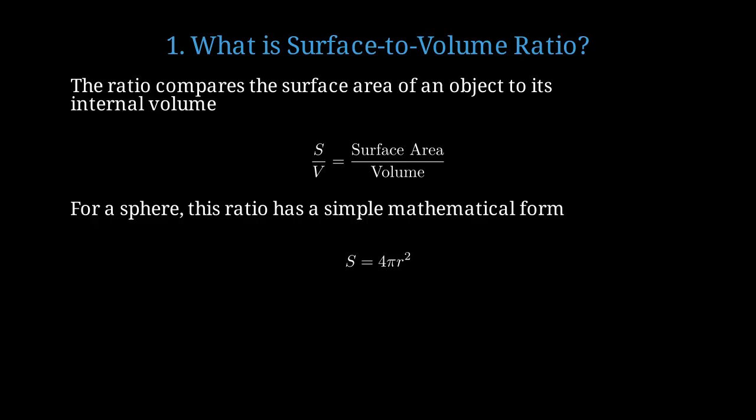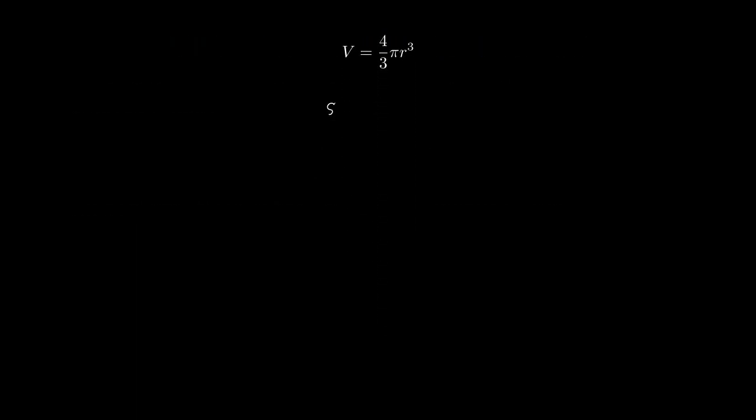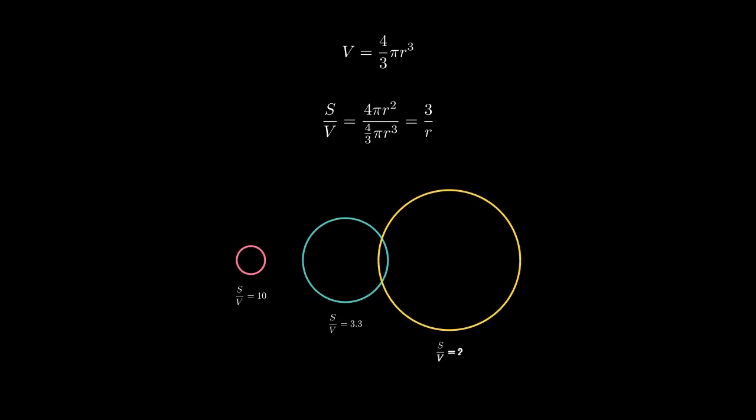The surface area of a sphere is 4 pi r squared. The volume of a sphere is 4/3 pi r cubed. When we divide surface area by volume, we get 3 over r. This is the key equation. The ratio increases as radius decreases. Here's a visual comparison. Smaller spheres have much larger surface-to-volume ratios. The tiny sphere has a ratio of 10, while the large one has only 2.